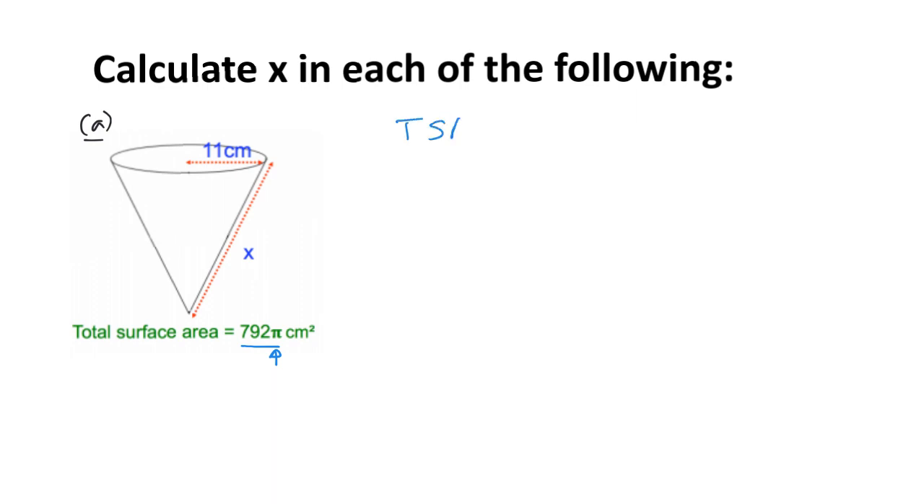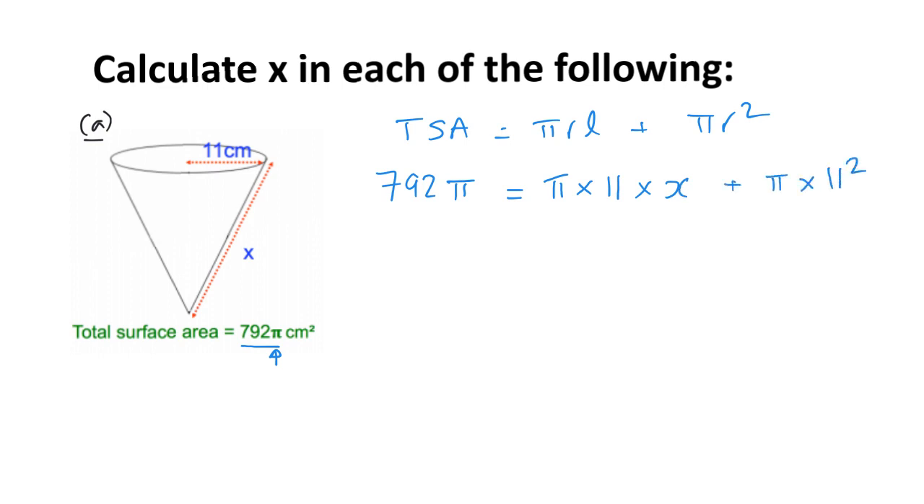So our total surface area, remember, is pi r L, the curved part, plus the base, which is pi r squared. So putting in everything we know, 792 pi is our total surface area, equals pi times 11 times x, which is our slant height, plus pi times 11 squared. Now you should be able to see that pi appears in everything, so we can cancel all of those out and it makes the question so much easier.